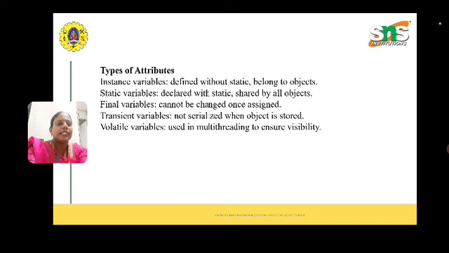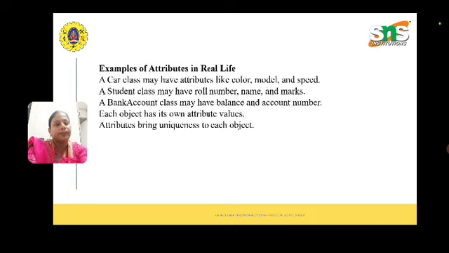So what are instance variables? They are defined without static, and they belong to objects. Static variables are declared with static and shared by all objects. Final variables cannot be changed once assigned. Transient variables are not serialized when the object is stored. Volatile variables are used in multi-threading to ensure visibility.